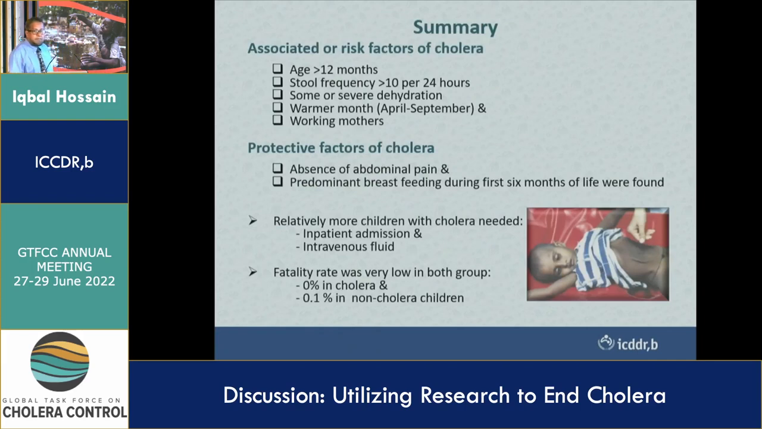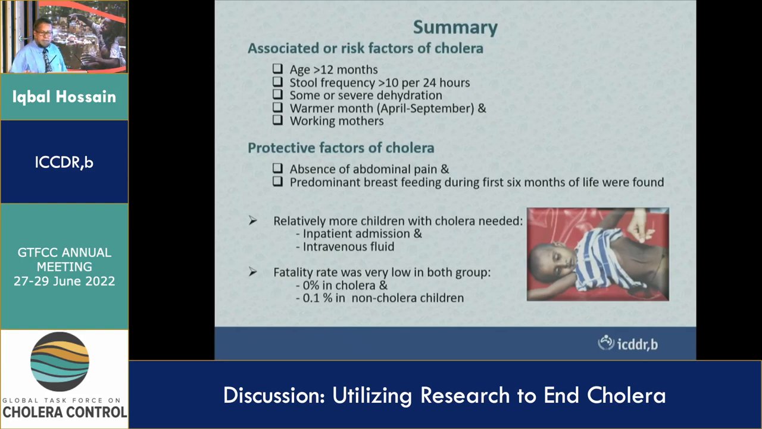So the summary is, you can predict cholera in watery diarrhea if the age is more than 12 months, if the stool frequency is more than 10, if there is some or severe dehydration, and if it is in warmer month, and the mother is working. And the protective factor for cholera is breastfeeding, definitely, and absence of abdominal pain. And the effect of cholera is cholera patients needed inpatient admission a bit more in frequency. They need more intravenous fluid.